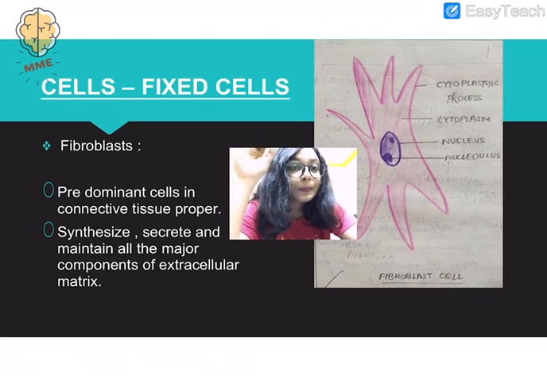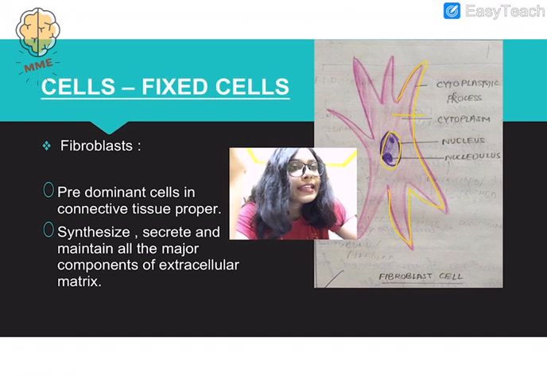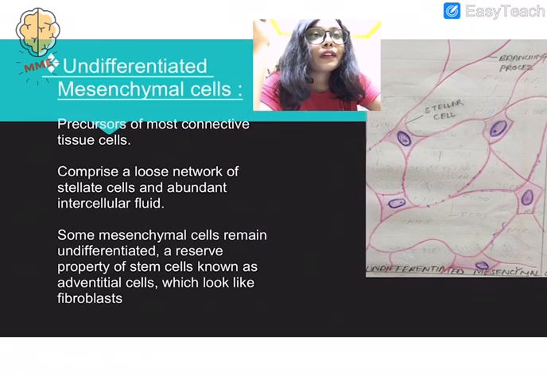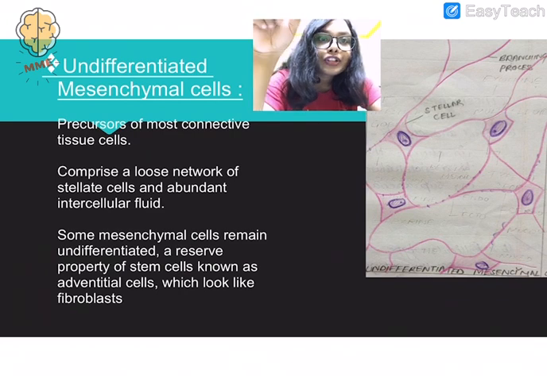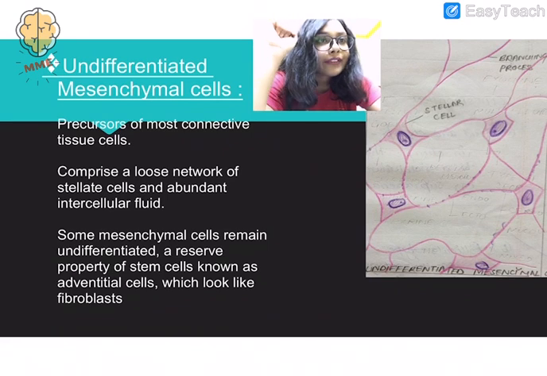Fibroblasts are the predominant cells in any connective tissue. They synthesize, secrete, and maintain all the proper components of the extracellular matrix. A fibroblast looks like this. You will see a nucleus, nucleolus, cytoplasm, like normal, and these are the cytoplasmic processes. This is how you will draw a fibroblast cell. Now, the second is undifferentiated mesenchymal cells. They are the precursors of most of the connective tissue.